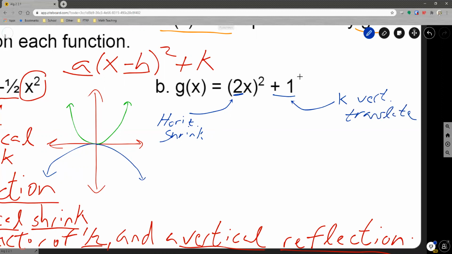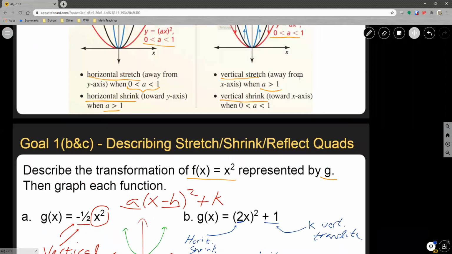So if I were to describe this, I would just say that I am doing a horizontal shrink. But if I want to describe this horizontal shrink, did it mention it in the little thing up at the top? Let's see.